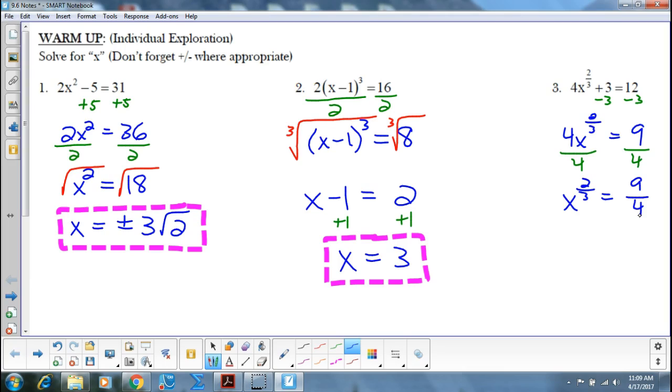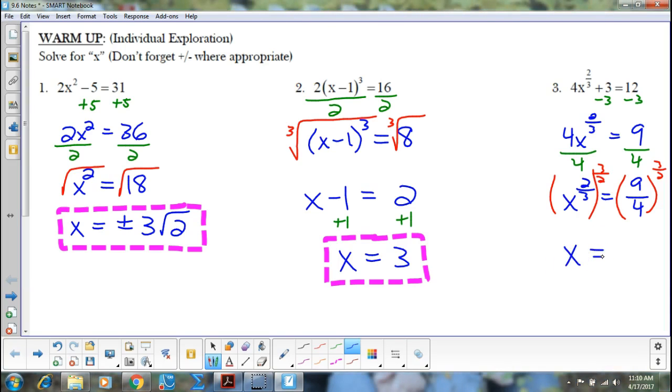Okay. What power would you take to both sides? Squared? Nope. 3/2. Reciprocal, right? Okay. So I would take both sides here to the 3/2 power. So then that gives me x there.